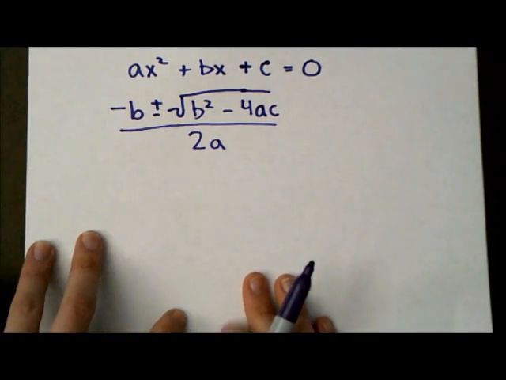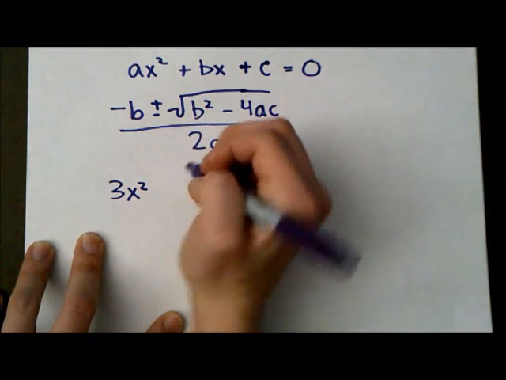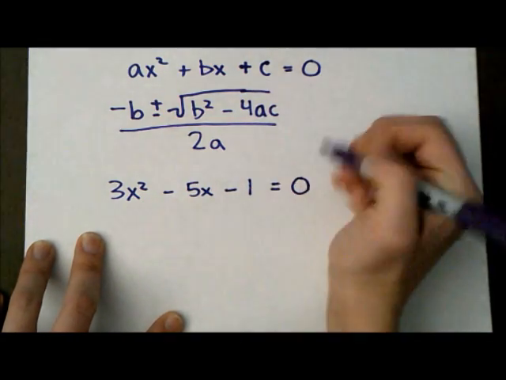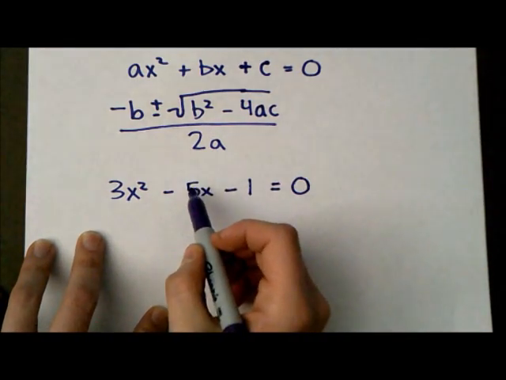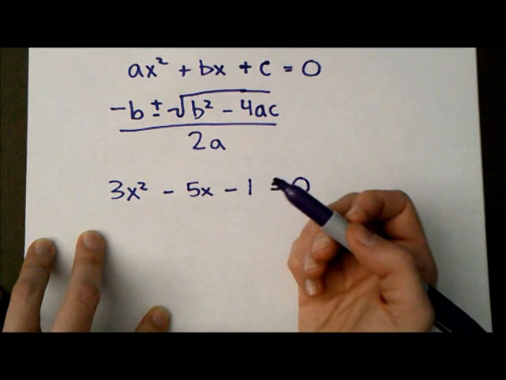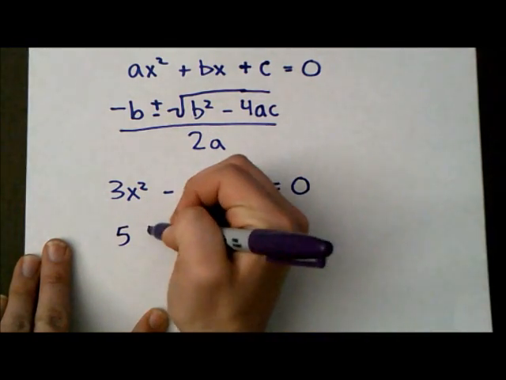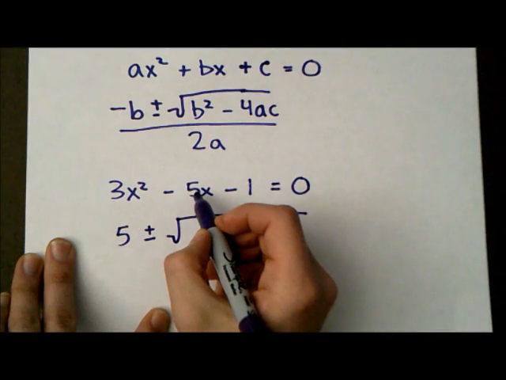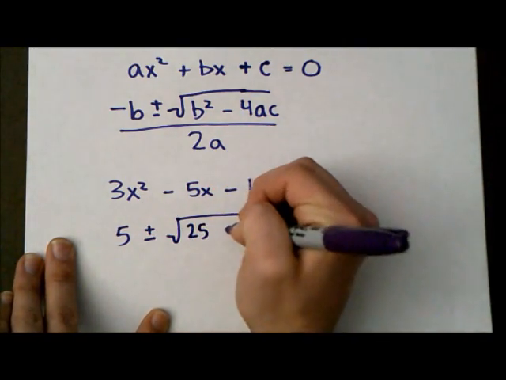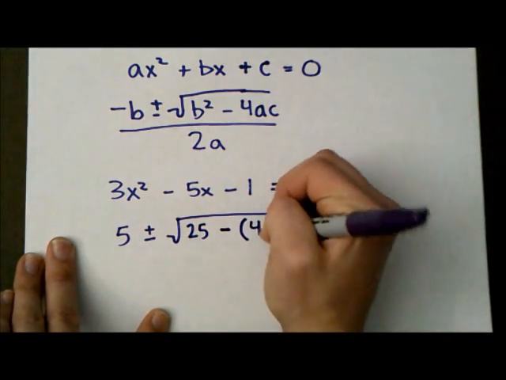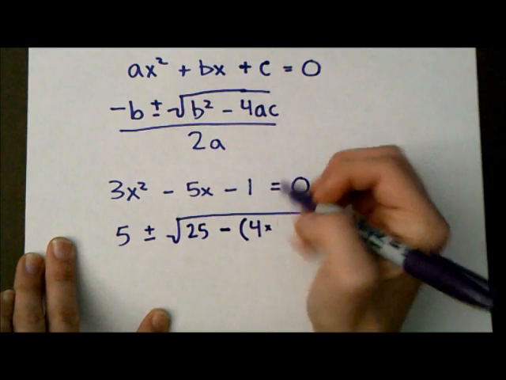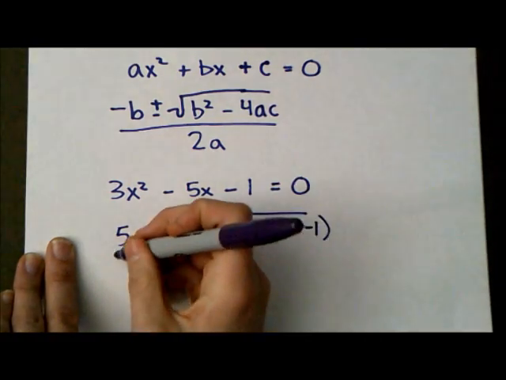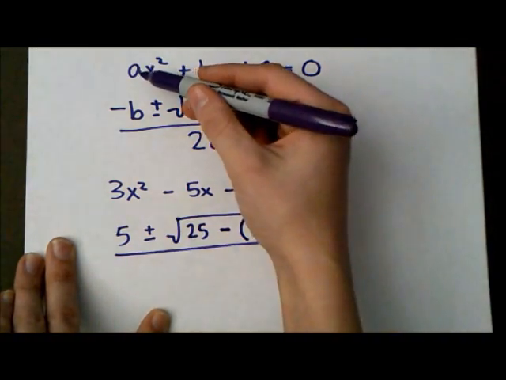So the next example I'm going to show you is 3x squared minus 5x minus 1 equals 0. So we're going to start with negative b. Since b is negative 5, the negative of a negative number is positive. So we'll have 5 plus or minus the square root of b squared. Negative 5 times negative 5 is 25. So we'll have 25 minus 4 times a, which is 3, times c, c is negative 1, over 2a. So 2 times 3.